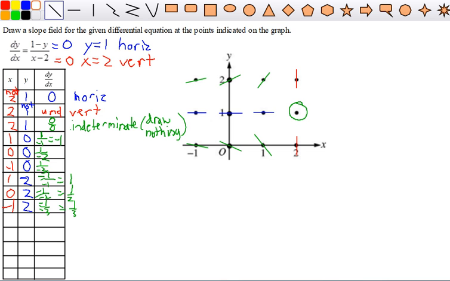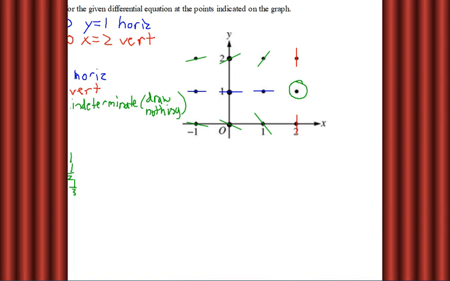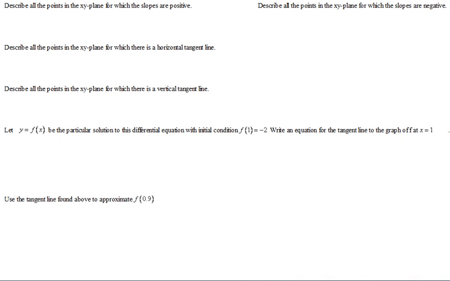Okay. So once you've graphed those, that's your slope field. That means the graph of the original function would have to fit in here. These are showing you like the little tangent lines if it were to go through those points. All right, now let's take a look at some of the questions they might ask about this. Describe all the points on the xy plane for which the slopes are positive.